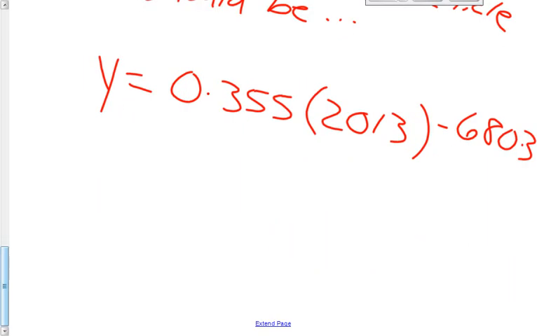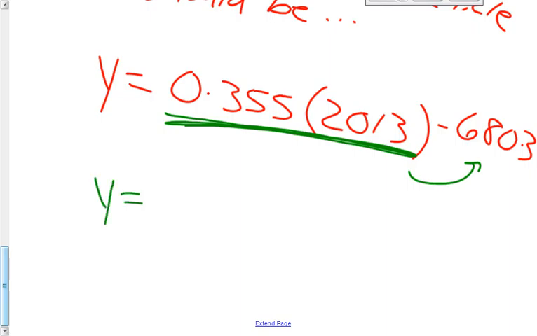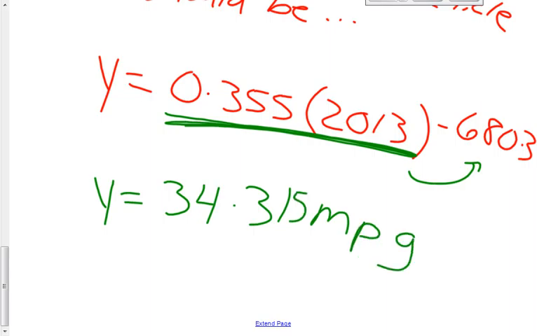All right, class, and now you can just do the rest of the work in your calculator. Order of operations says you multiply first, and then you subtract second. So in your calculator, multiply 0.355 times 2013, subtract 680.3. What should your vehicle be getting in miles per gallon if you buy a 2013 vehicle? And the answer is y equals 34.315 miles per gallon.